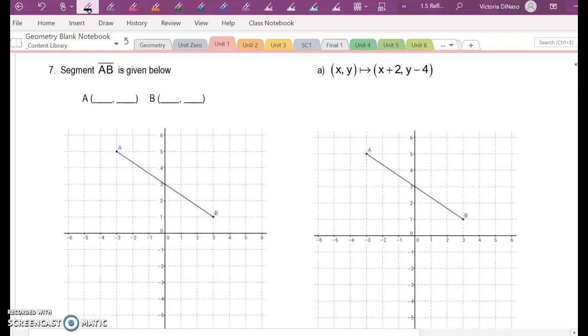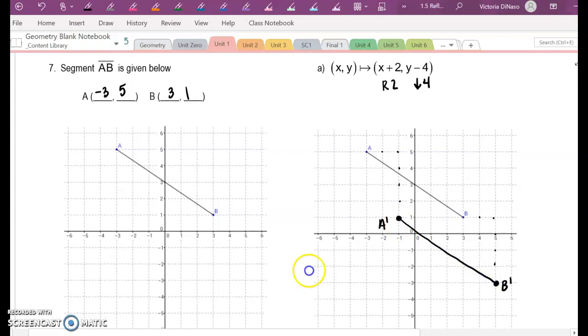So now we're actually going to translate this segment. We're starting at (-3, 5), and then B is at (3, 1). So when we translate, I'm doing each point separately. For this problem, we're moving to the right 2, and then moving down 4. So for A, I'm going to go right 2, 1, 2, and then down 1, 2, 3, 4. And then we have to do B. I'm going to go right 2, 1, 2, and then down 1, 2, 3, 4. So we'll call this A prime, and we'll call this B prime. So I'm separately moving each point right 2 and down 4.